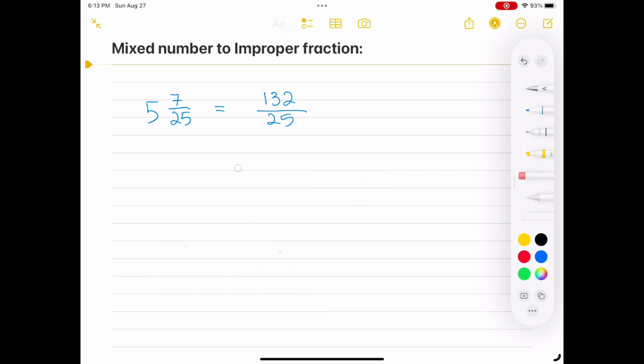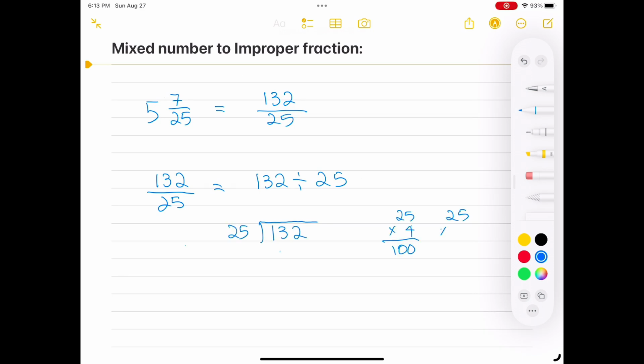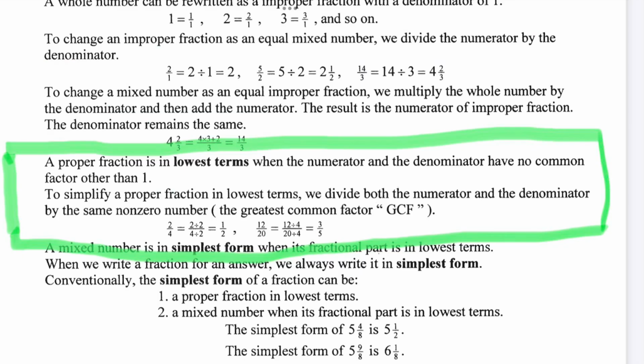To double check our calculations, we can go in reverse. 132/25 is 132 divided by 25. 25 goes into 132 5 times. 25 times 5 is 125. 132 minus 125 is 7. 7 is the numerator, and 25 is the denominator. So we can confirm that 5 7/25 is 132/25.